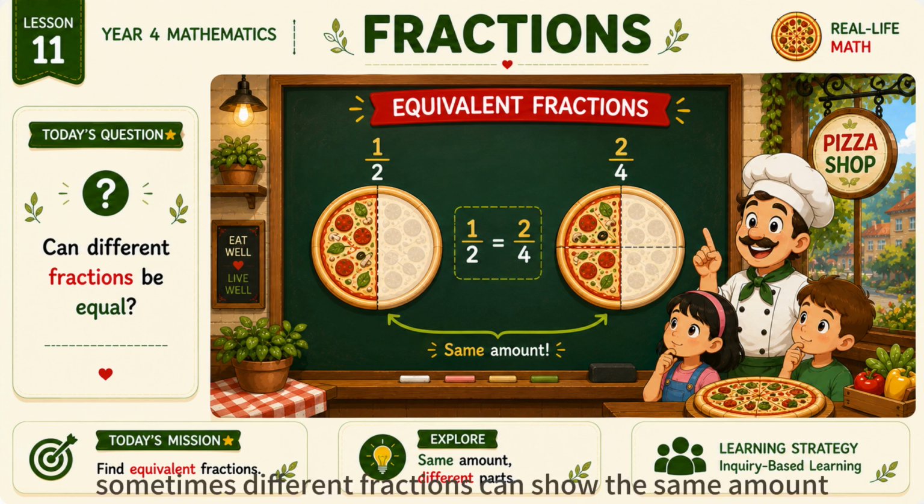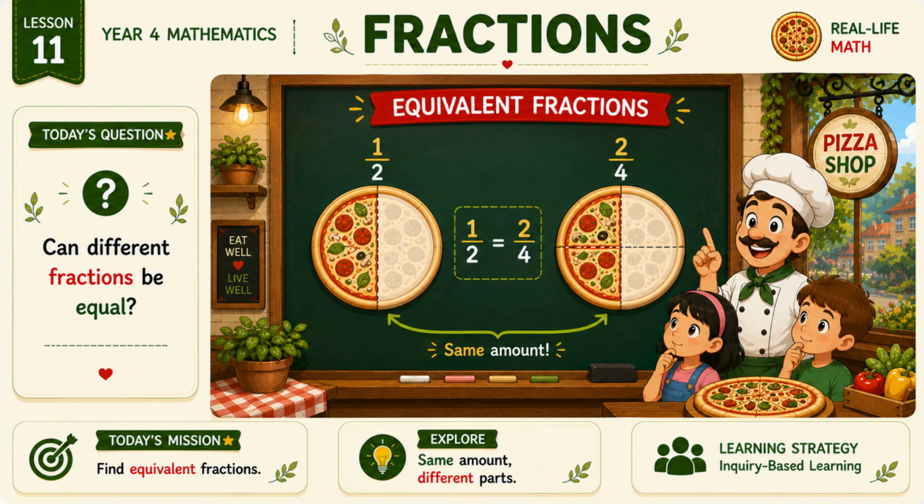Sometimes different fractions can show the same amount. Look at the first pizza. 1/2 is shaded. Now look at the second pizza. 2 out of 4 equal parts are shaded. The shaded amount is the same. That means 1/2 is equivalent to 2/4. Equivalent fractions have different numerators and denominators, but they represent the same value. How many quarters make 1/2?